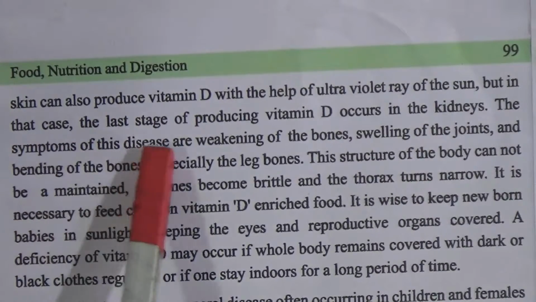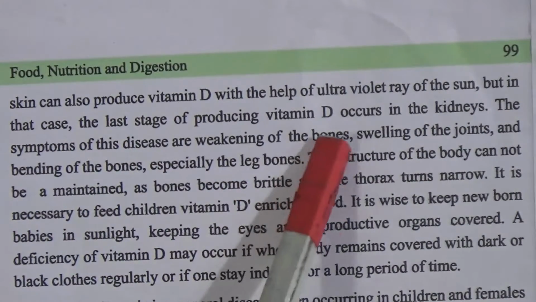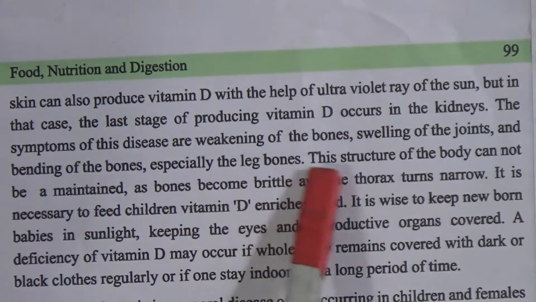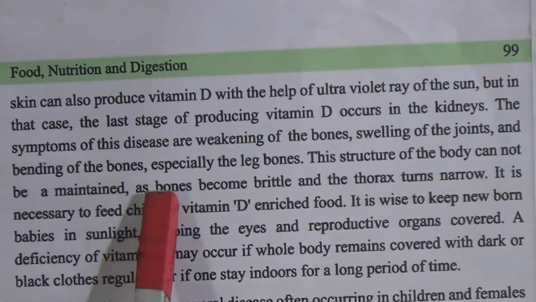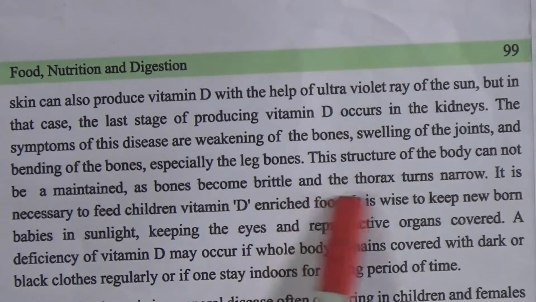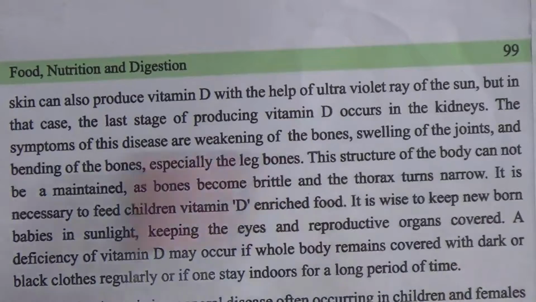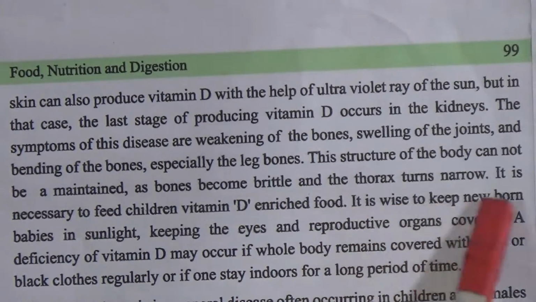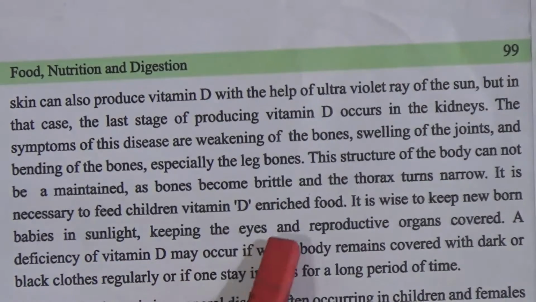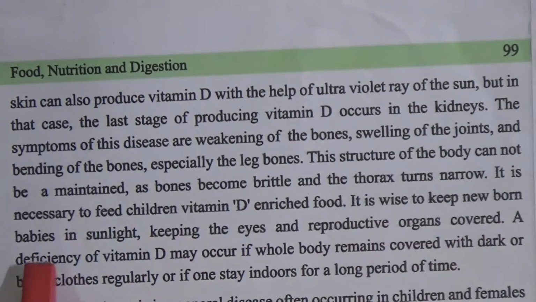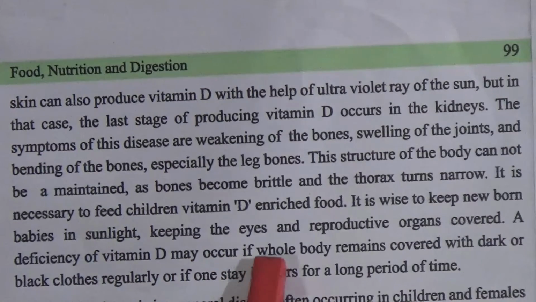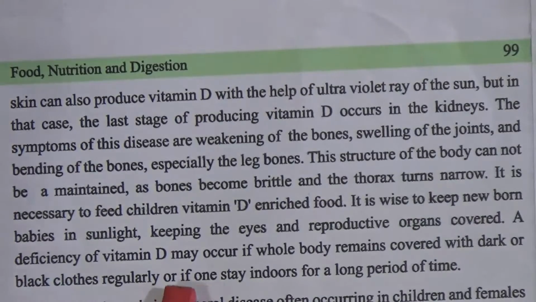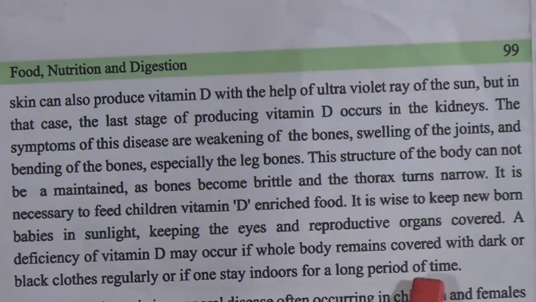The symptoms of this disease are weakening of the bones, swelling of the joints and bending of the bones, especially the leg bones. The structure of the body cannot be maintained as the bones become brittle, and the thorax turns narrow. It is necessary to feed children vitamin D enriched food, and it is wise to keep newborn babies in sunlight, keeping the eyes and the reproductive organ covered. A deficiency of vitamin D may occur if the whole body remains covered with dark or black clothes regularly, or if one stays indoors for a long period of time.